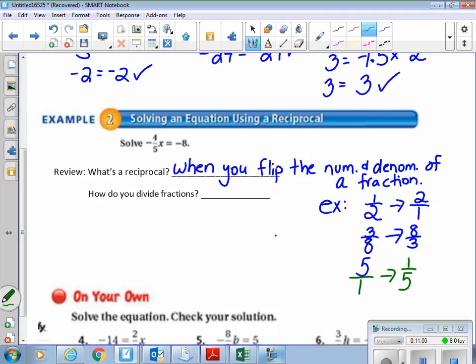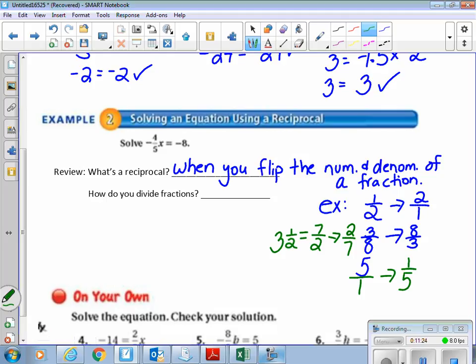What would be the reciprocal of 3 1/2? Now, here's a mixed number. So in order to find the reciprocal of a mixed number, we're going to have to change it to an improper fraction first. How do I do that? 2 times 3 is 6. 6 plus 1 is 7. So 7 over 2 is what we're really looking at. And the reciprocal of 7 over 2 would be 2 over 7. Right? That's a little review of what a reciprocal is.